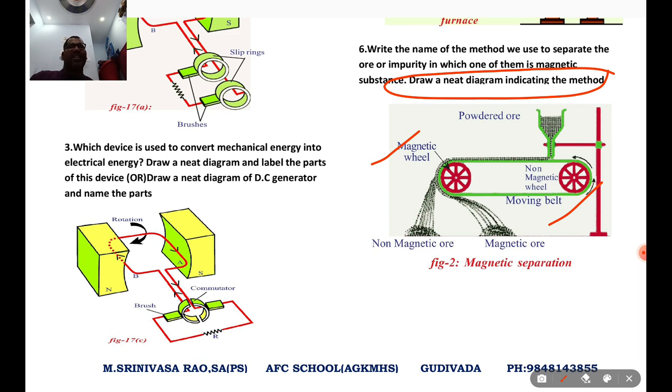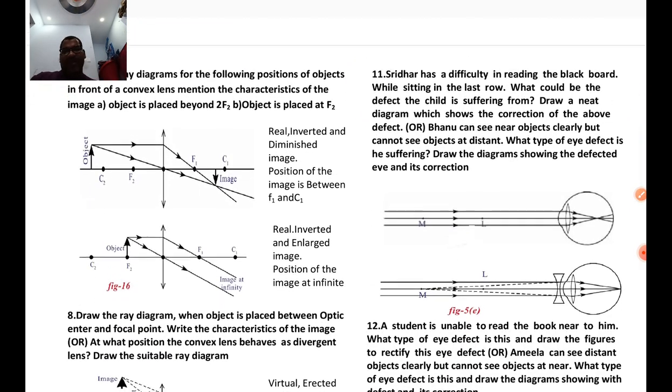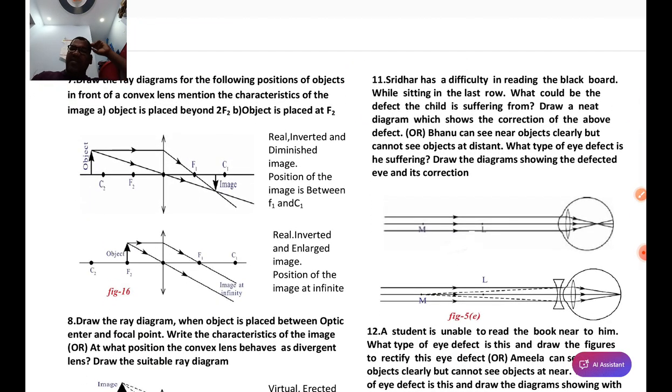So remember, labeling is one of the parts of the drawing diagram. Next important question, ray diagrams. These are all previous year questions. While drawing a ray diagram, remember they will give you the position and type of lens. Don't miss that concept. They will give the position of the object as well as the type of lens.